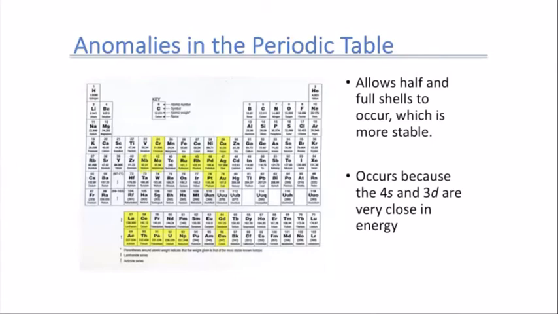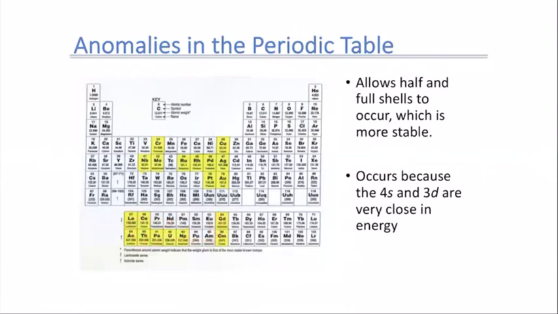Now, this wouldn't be chemistry without some exceptions. A couple of exceptions: sometimes if we allow the half or full shells to occur, those are always more stable. And if we remember, the 4s and the 3d are very close in energy. So sometimes electrons, instead of going into the 4s, actually go into the 3d. As you can see, the ones highlighted here in yellow, those are our exceptions. They tend to have an electron jump from their 4s or their 5s into the respective d orbital. And you can also see with the f orbitals, those have a lot of exceptions as well.